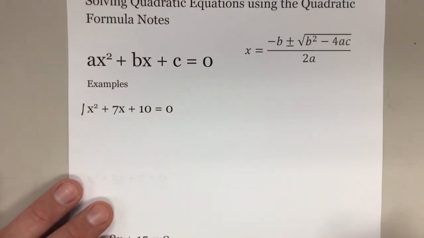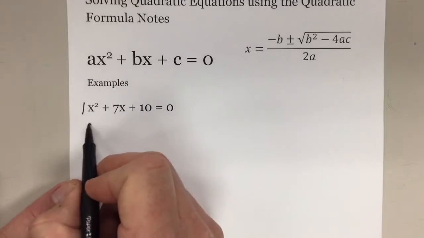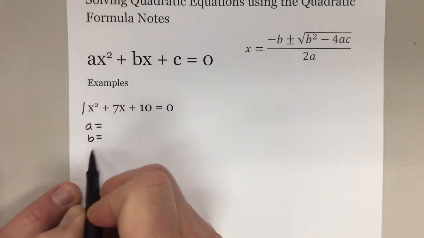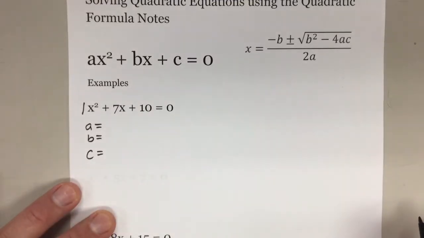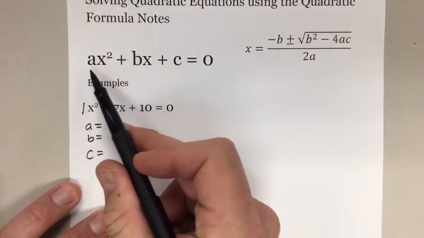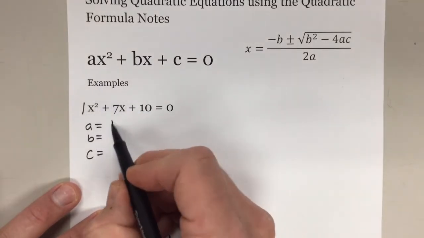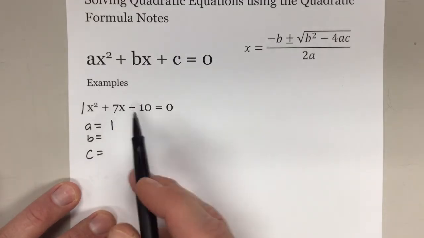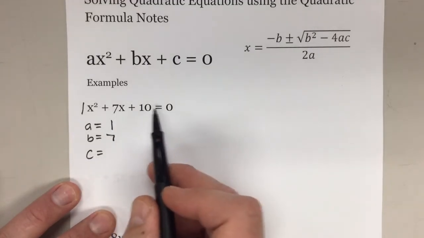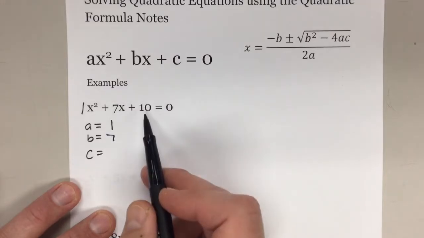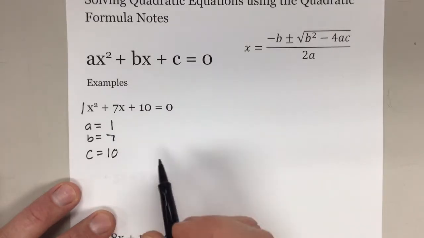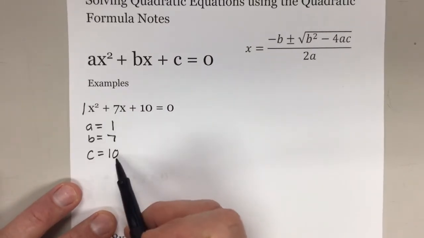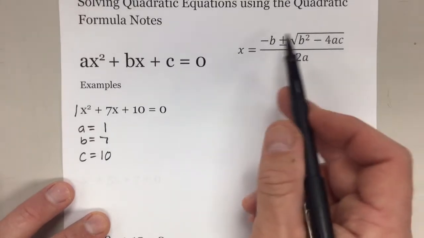So my first advice on these kind of problems is to figure out what is a, what is b, and what is c. A is always the number in front of x squared, so that's a 1. B is always the number in front of x, so that's a 7. And c is always the number by itself, so that's 10. So once I have a, b, c, then I can simply plug them into this equation.